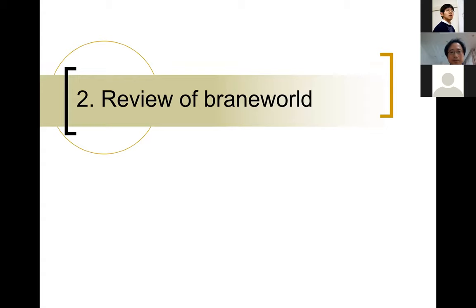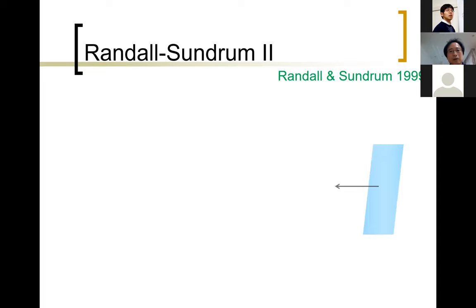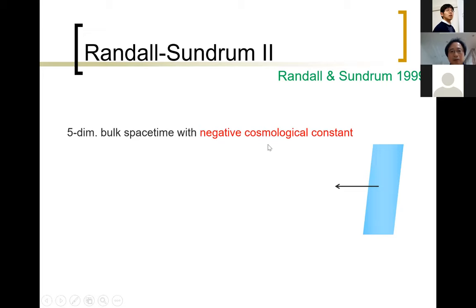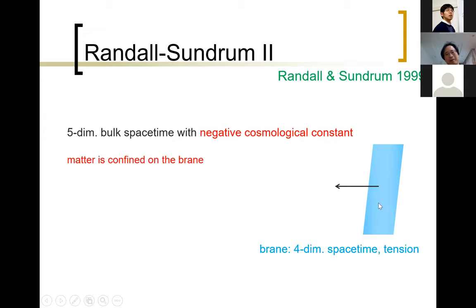This is the simplest model proposed by Randall and Sundrum. This is a five-dimensional space-time. The five-dimensional bulk space-time is anti-de Sitter space-time, and the brane has a tension, something like a mass. So the geometry on the brane is just four-dimensional Minkowski space-time. In this model, matter is confined on the brane. So as I said before, the four-dimensional universe is confined on the brane.